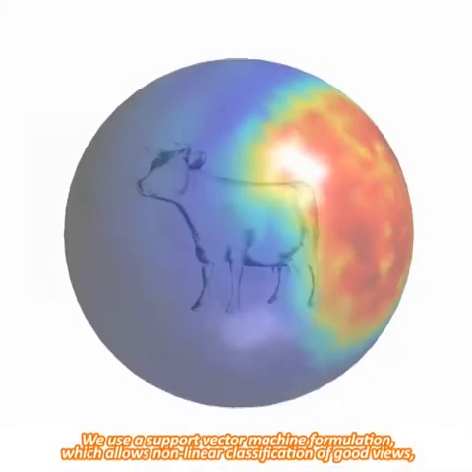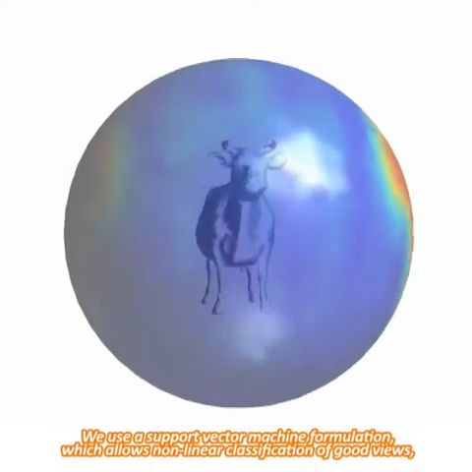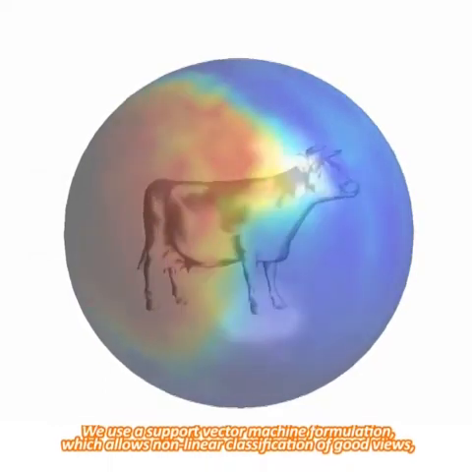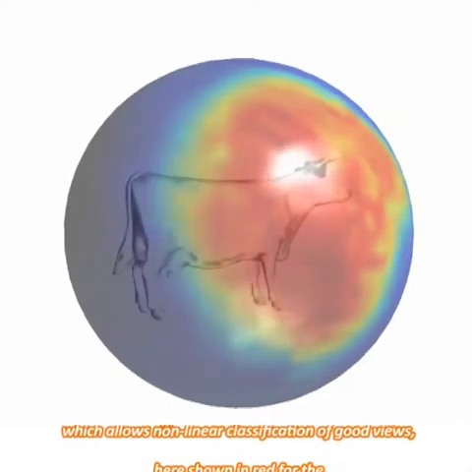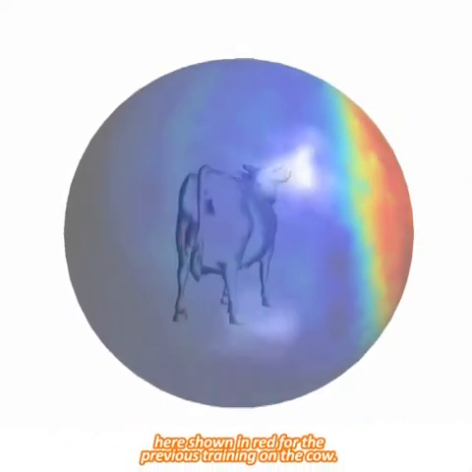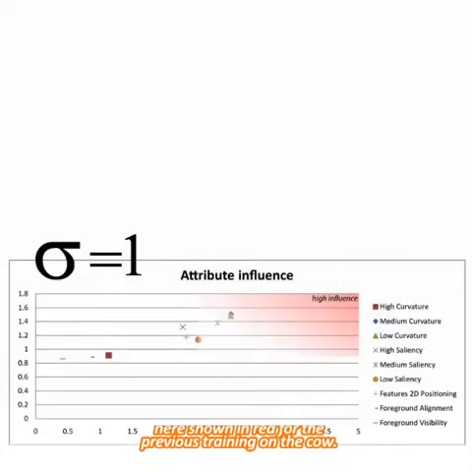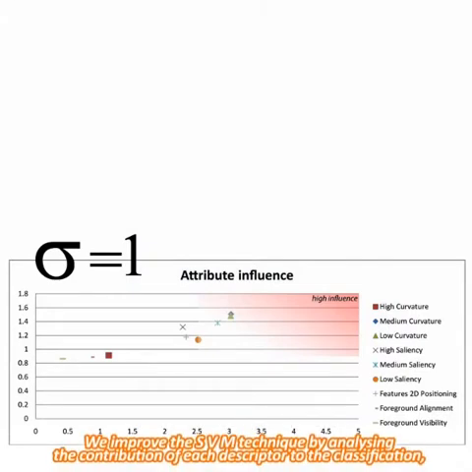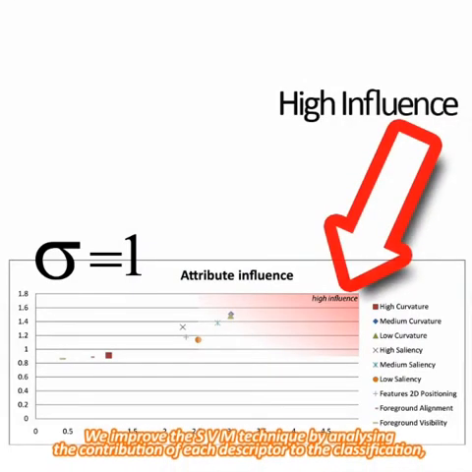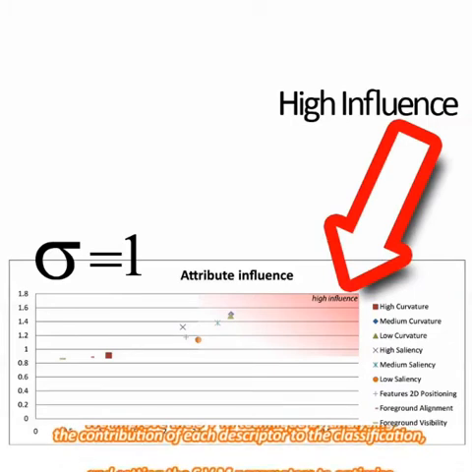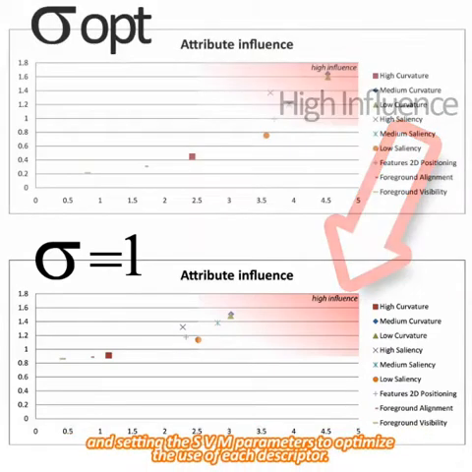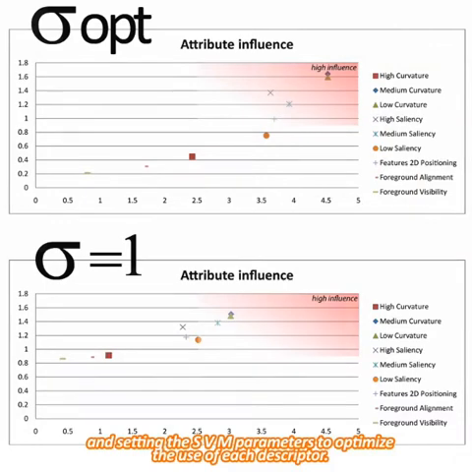We use a formulation derived from SVM, support vector machine, which allows nonlinear classification of good views, here shown in red for the previous training on the cow. We improve the SVM technique by analyzing the contribution of each descriptor to the classification and setting the SVM parameters to optimize the use of each descriptor.